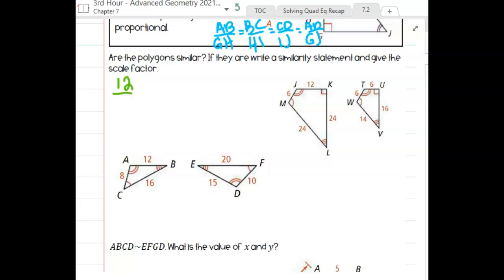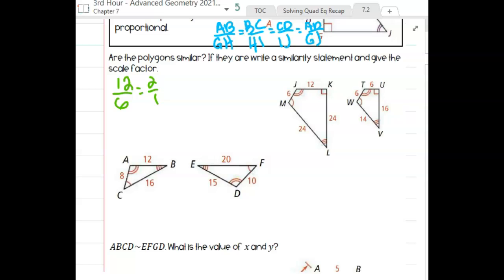What side corresponds with JK and my other figure? TU, which is 6. Now, what I've set up this time is the larger to the smaller, left to right. Every ratio needs to be set up that way. If I reduce this, I would get 2 to 1. Okay? If these are similar figures, every other ratio needs to simplify down from 2 to 1.